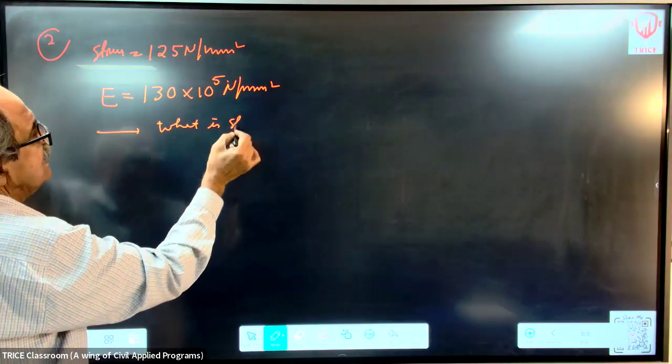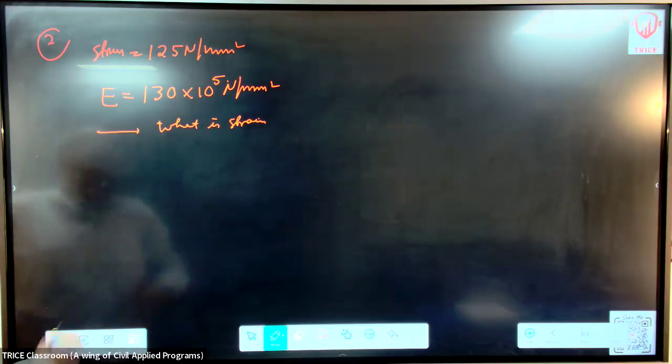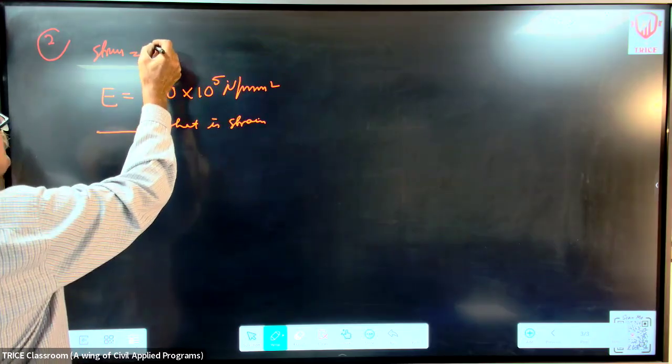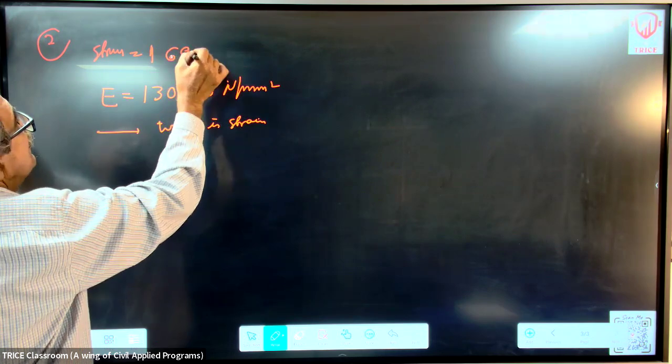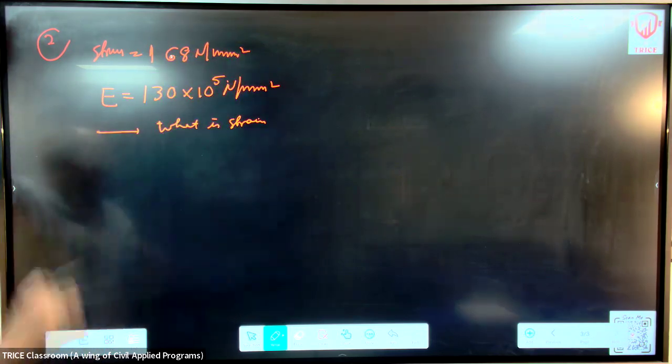What is strain? Or I will do one thing now. Instead of 125, I will go for some other number. Stress is 168 Newton per mm square. What is the strain? Question.